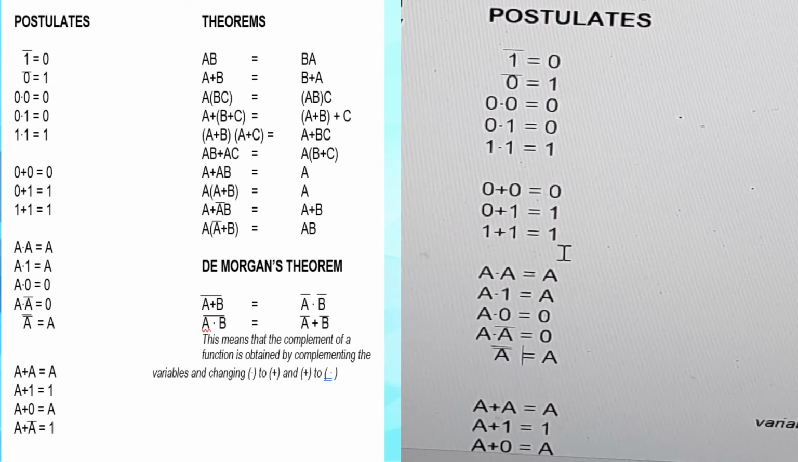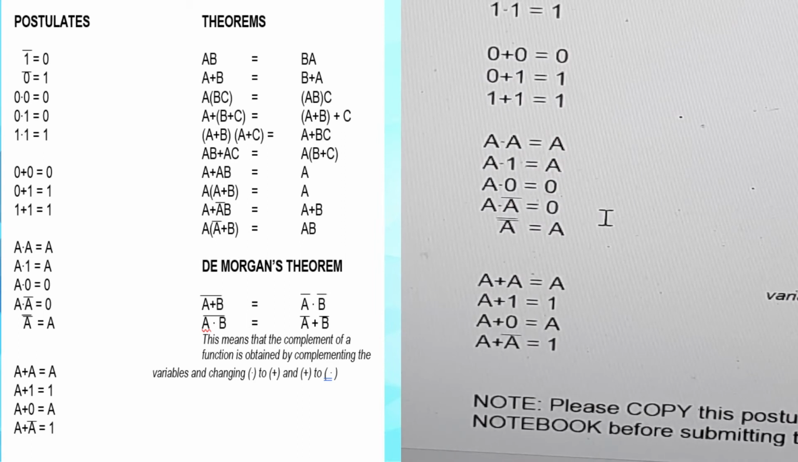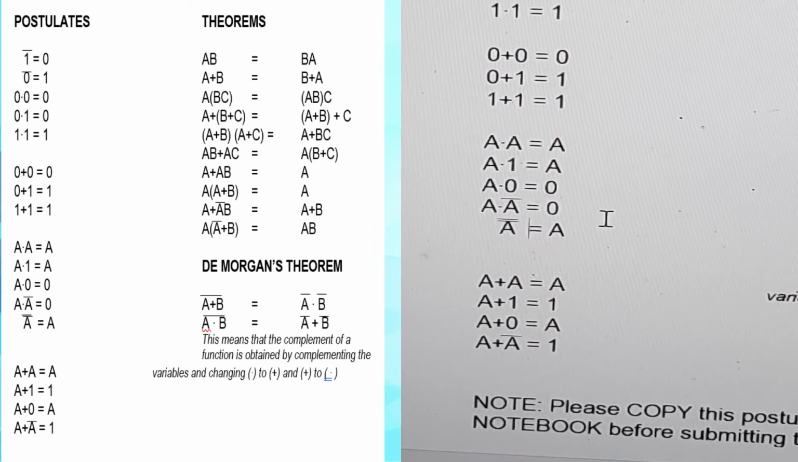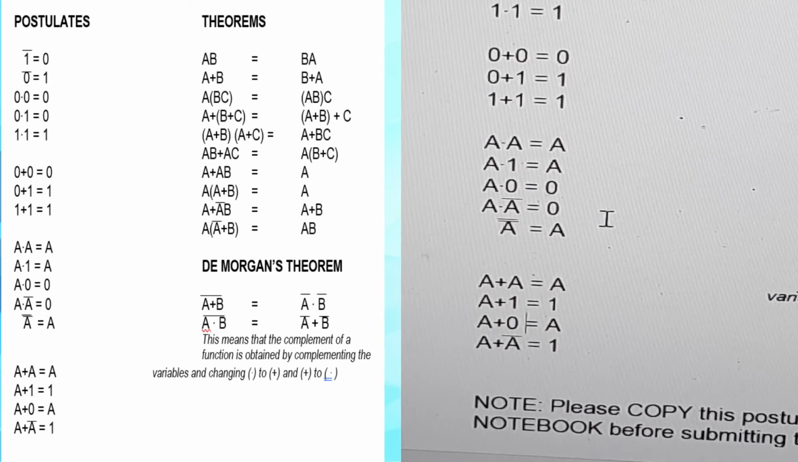A double bar is equal to A. Next, A plus A is A. A plus 1 is 1. A plus 0 is A. A plus A bar is 1.